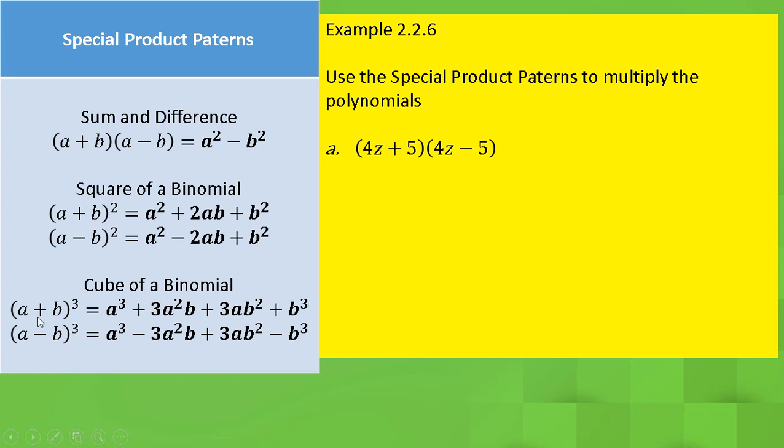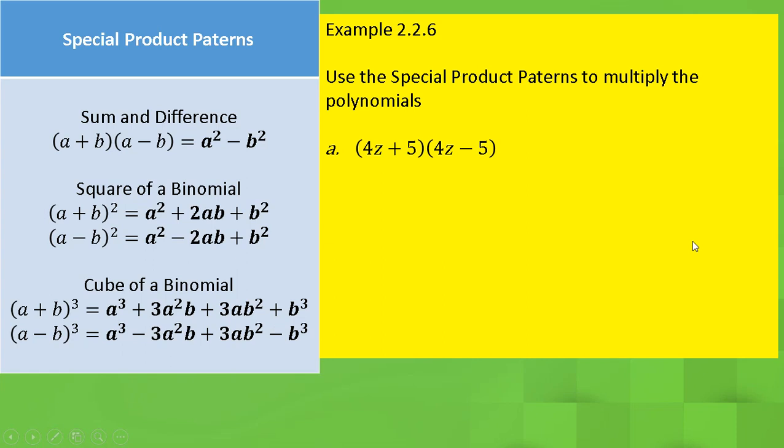And if it is addition, our operations are easy because we will just use addition. So a minus b cubed, we have the same concept here, but we have negative and negative. So minus plus minus, minus plus minus, addition plus plus plus, subtraction minus plus minus. Okay, let's have example 2.2.6.